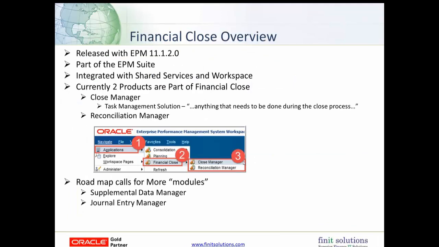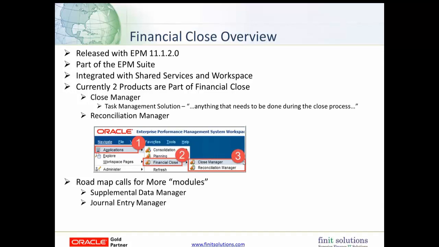So for starters, financial close, which is the suite of products inside of EPM that ARM is a part of, was released with EPM 11.120. It's part of the EPM suite, which means it's integrated with Shared Services and Workspace, and it's currently made up of 2 products. There's the Close Manager, which is more of a task management solution, and in the materials you'll see that they refer to it as anything that needs to be done during the close process. It's really a good tracking system to keep track of all the tasks and items that need to be done from a close perspective, from a compliance perspective, all of that stuff. The other product that's part of Financial Close is Reconciliation Manager, and that's what we're going to focus on today.